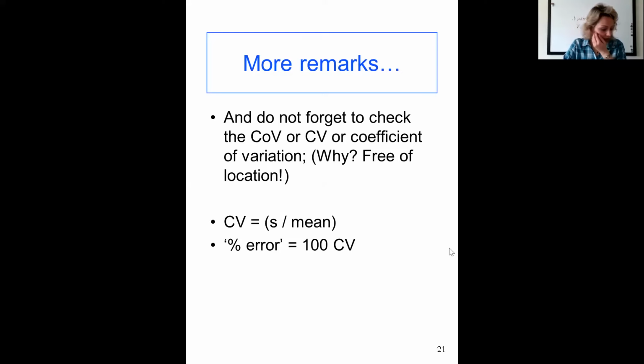That's one thing that we want to consider while we're working. And then another thing we have is the coefficient of variation. We use the coefficient of variation as well because it's free of the location. Whatever sample standard deviation you have, if you divide it by the mean, it gives you the coefficient of variation. The percentage of error is the coefficient of variation multiplied by 100.